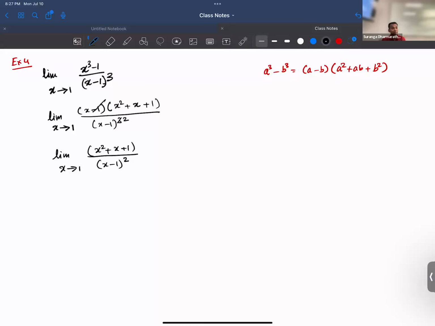Now we have to take the limit. Now when we take the limit, what is happening to the numerator? Numerator is equal to what? Numerator is equal to 3, but the denominator still goes to 0, which means this goes to infinity. So the limit does not exist.